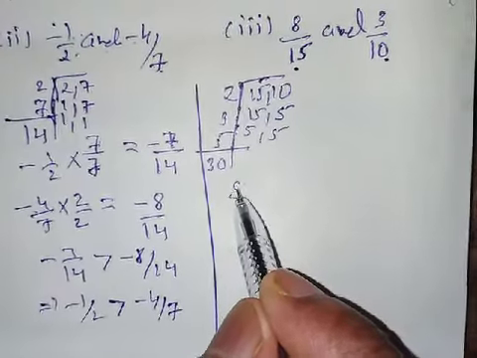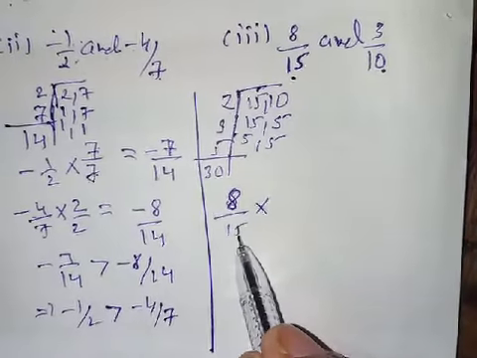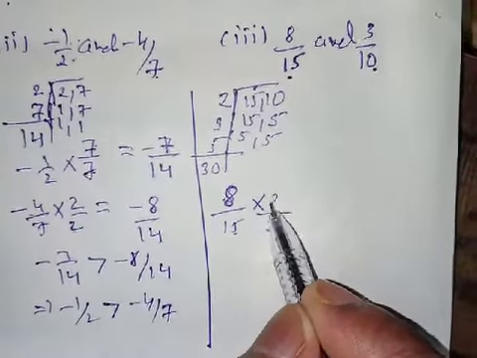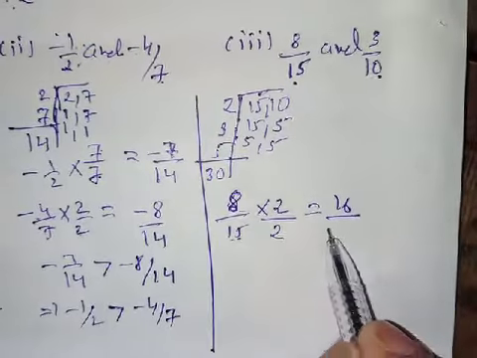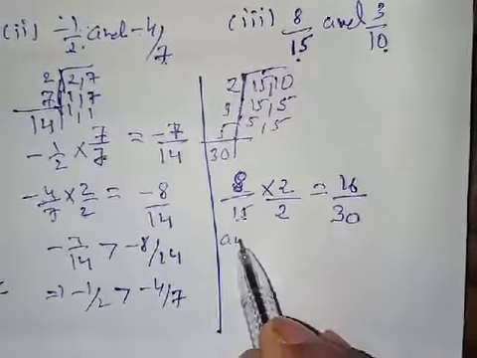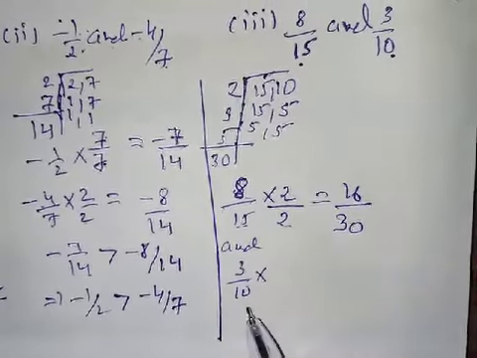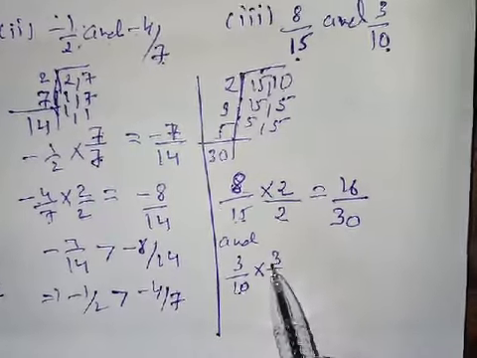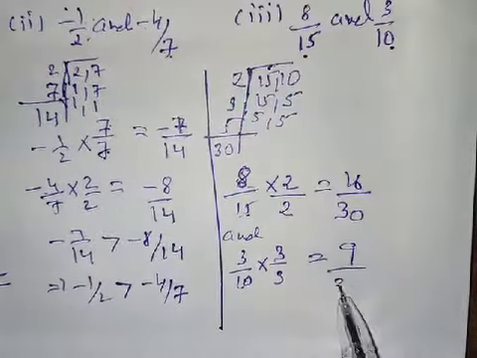So the first rational number is 8 by 15. Which number will you multiply here to get 30? 2. So you have to multiply the denominator by 2 and the numerator also by 2. So 2 8s are 16 and 15 2s are 30. So you got 16 upon 30. Another rational number is given as 3 by 10. To make the denominator 30, which number will you multiply? 3. So 3 here and 3 also in the numerator. So 3 3s are 9 and 3 10s are 30.